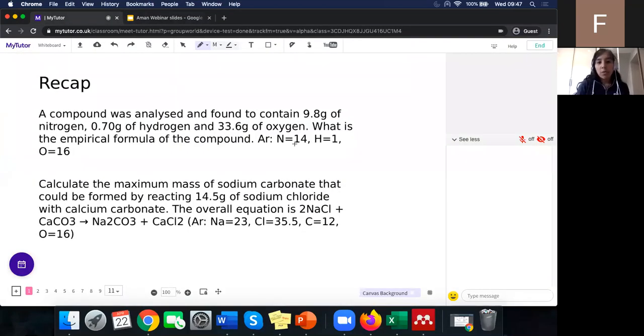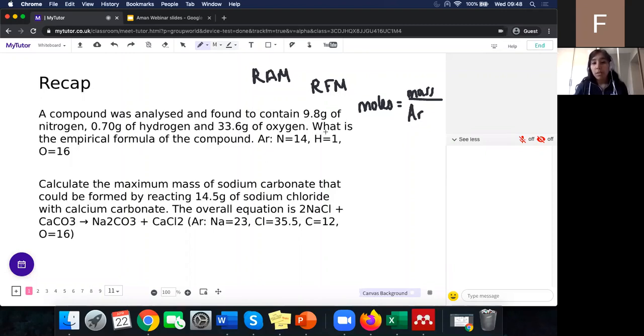So we'll be starting with a bit of a recap of what we covered on Monday. We started by calculating the relative atomic mass and the relative formula mass. And then we used those to calculate our moles, which is equal to our mass over our relative formula mass or relative atomic mass, so I'll put Ar there.